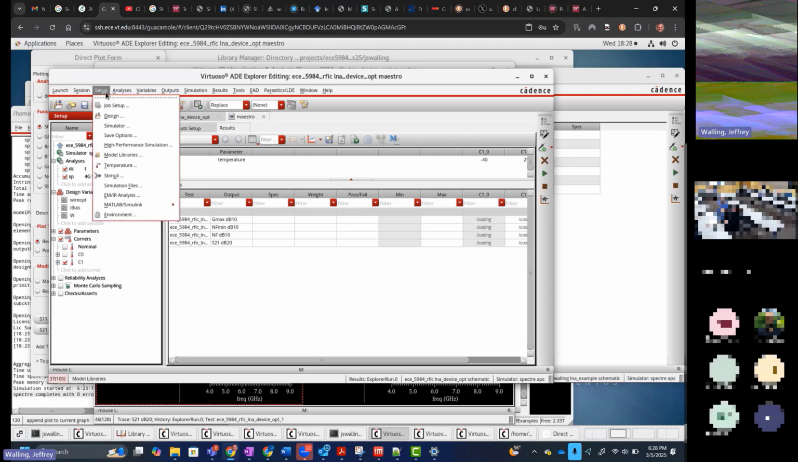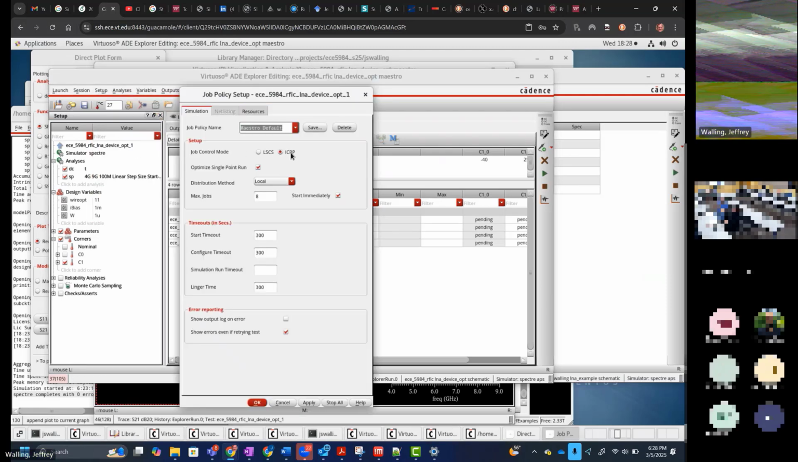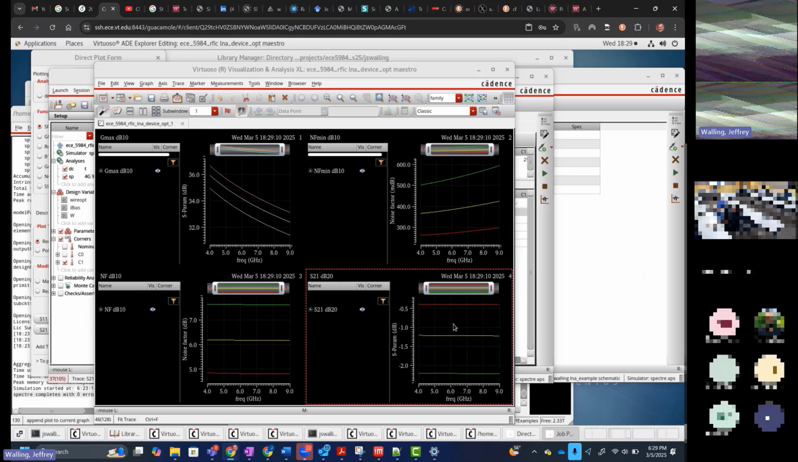I do also show you how to do this, but in the setup, if you want, you can go to job setup, change the job control mode to ICRP. This is just how it distributes the job. And there's not any real good reason why this works better on our servers, but it does. And you can change the maximum number of jobs to some number bigger than one. All that does is it means it will run multiple simulations in parallel.